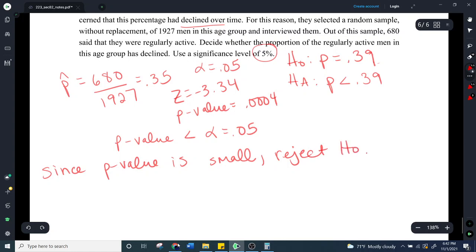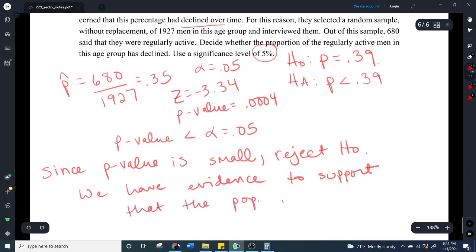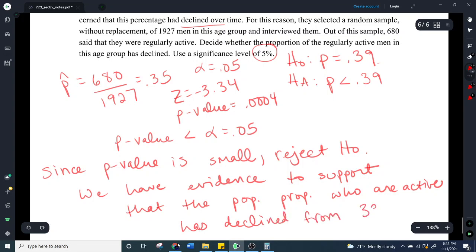What does that mean? The null hypothesis was that p was still 39%. So this gives us evidence in support of the alternative. So we have evidence to support that the population proportion who are active has done what? Has declined or dropped from the 39% that we think it once was. So this sample gives us evidence to support that there actually has been a decline in the population because we had that small p-value.